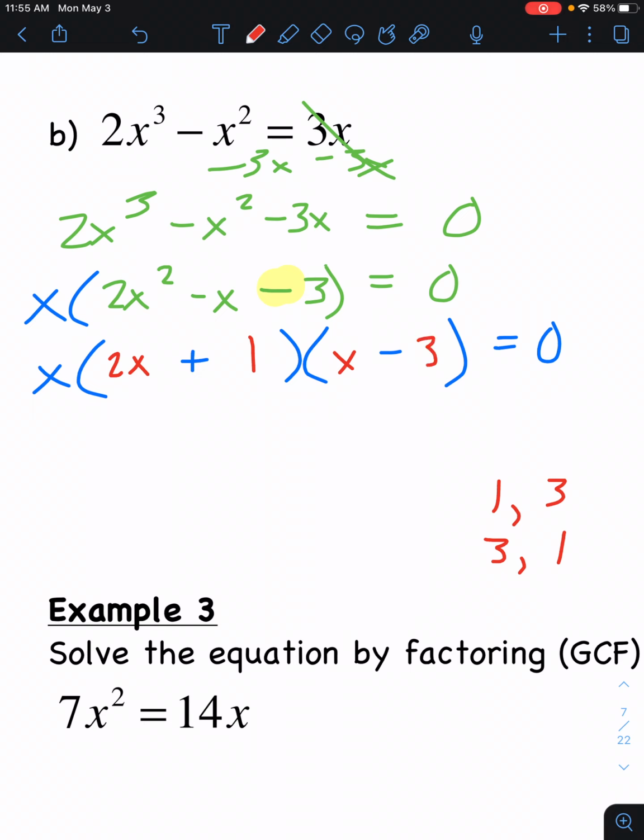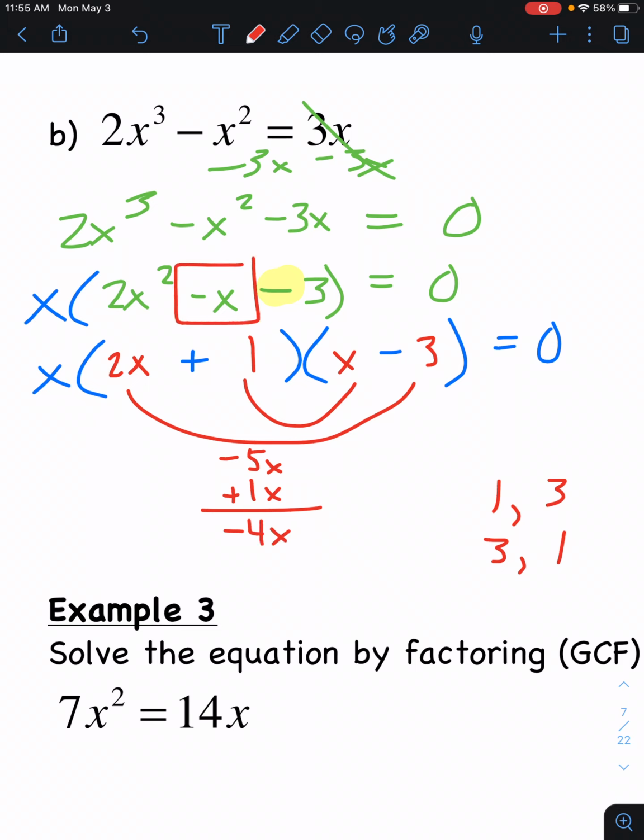Now let's do our check here. Remember, to do the check, you multiply the outsides. That would get negative 5x. Then you multiply the insides, and that would be plus 1x. They unfortunately add up to get negative 4x. We need them to add up to get negative 1x. So that means 1 then 3 wouldn't work.